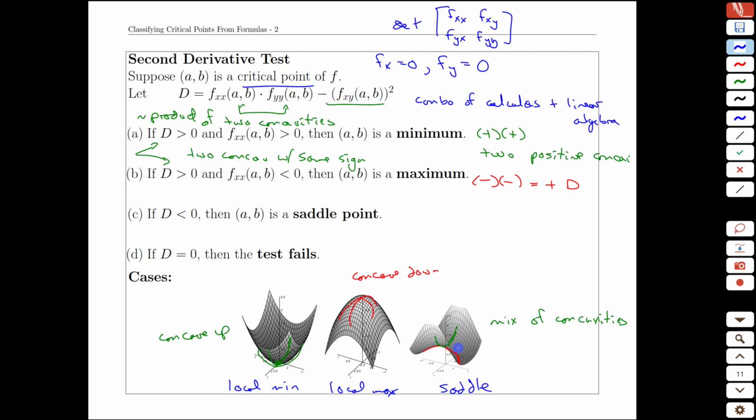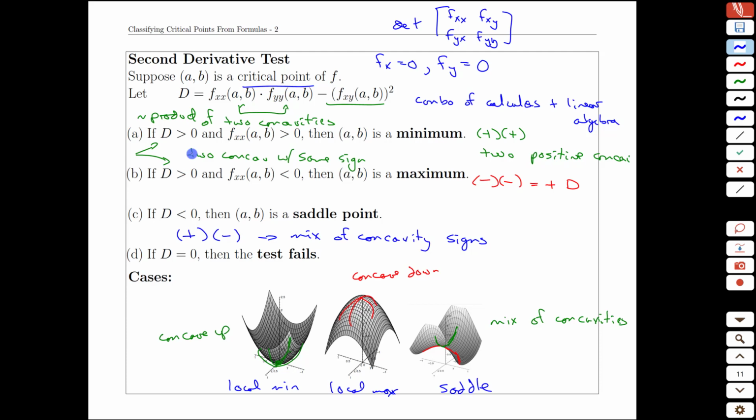Now the last mystery one, the saddle point, is a mix of concavities, but again, think of this d value that we're calculating as the product of two concavities. If we have a product that's negative, we get that by having a positive and a negative in there, and that is what would mean a mix of concavities, in particular concavity signs. One concave up, one concave down.